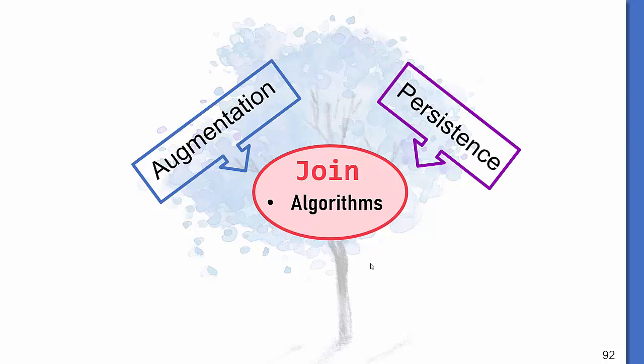And next, we continue adding new functionalities to the tree, and the two main functionalities we enable are augmentation and persistence. For both of them, to support them in P-tree, the only thing we need to do is to just let the join algorithm support them.